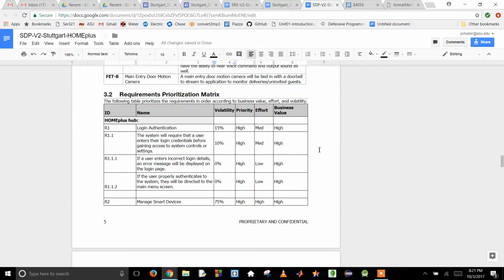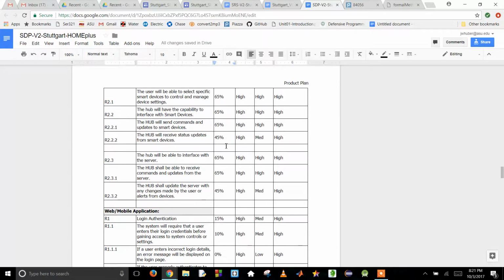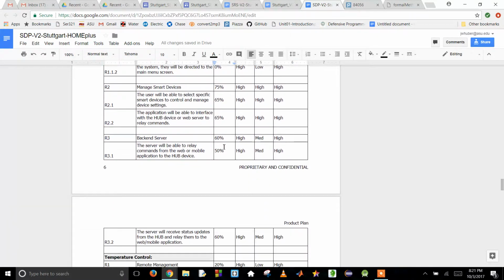We had an individual request that we modify our volatility numbers so that not all of them were either 0% or 25%. So we went through and we detailed, depending on which the requirement was and which smart device it pertained to, as to what those volatilities could be. You can see those new volatilities here in the SDP document. Many of them went up in volatility, very few stayed as they were.